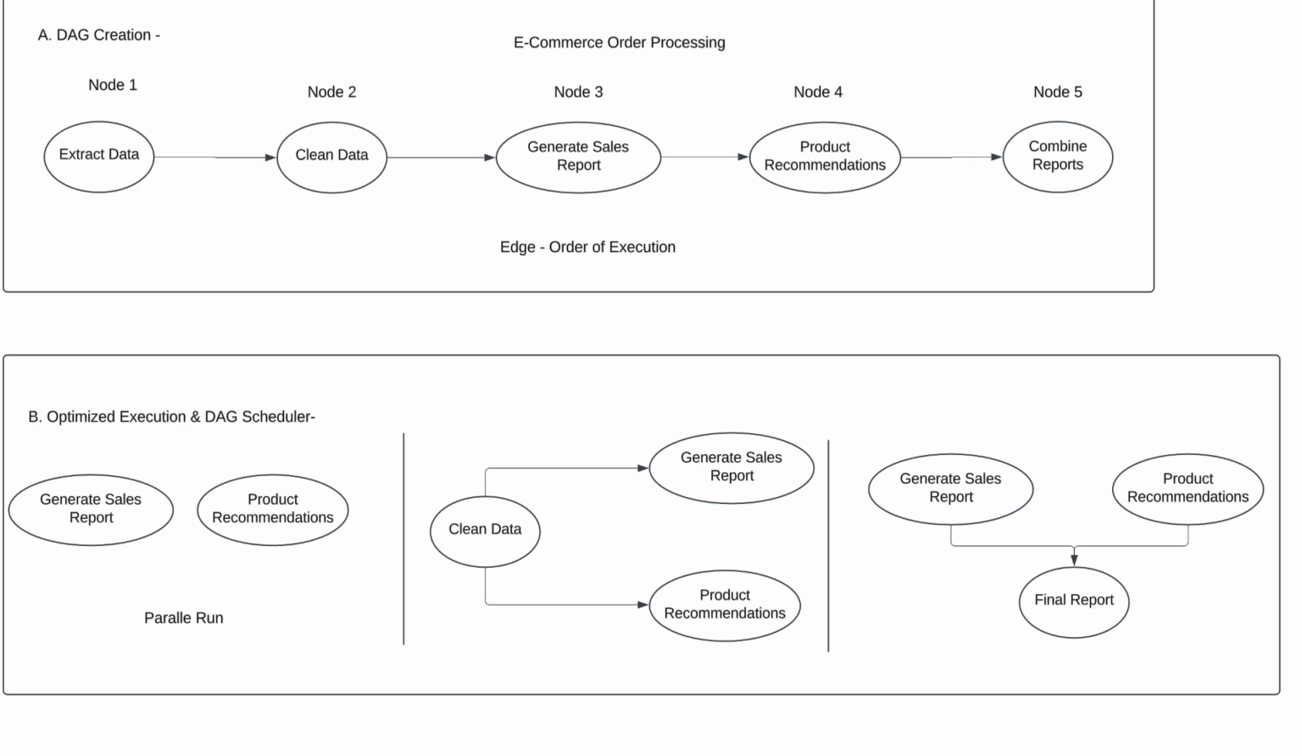So how does the DAG scheduler come into this scenario? The DAG scheduler is responsible for executing the tasks in this DAG. It must break the DAG into smaller stages and schedule the tasks based on their dependencies. For example, it will schedule the data extraction first, then data cleaning, and after that it can schedule both sales report generation and product recommendation in parallel. So the scheduler ensures that tasks are executed in the right order, and that independent tasks can run at the same time.